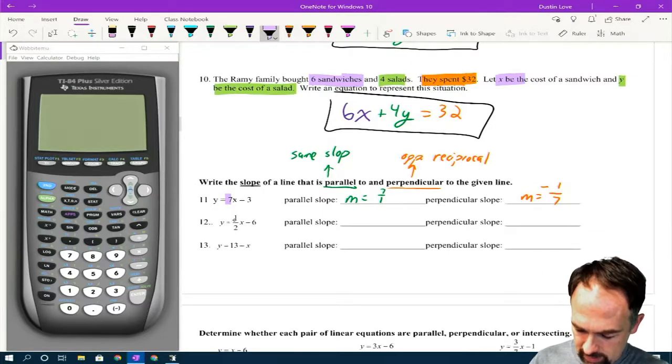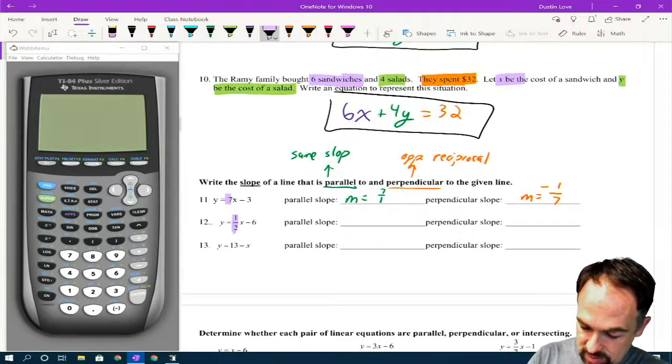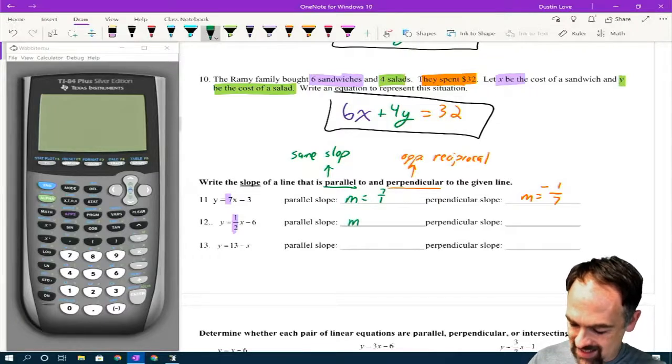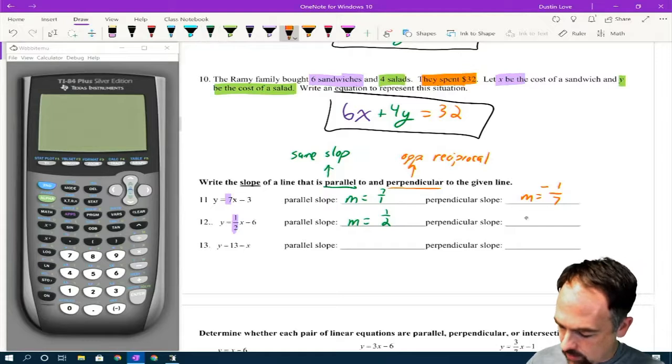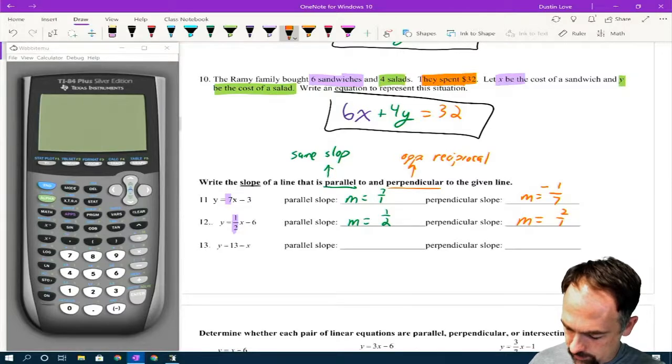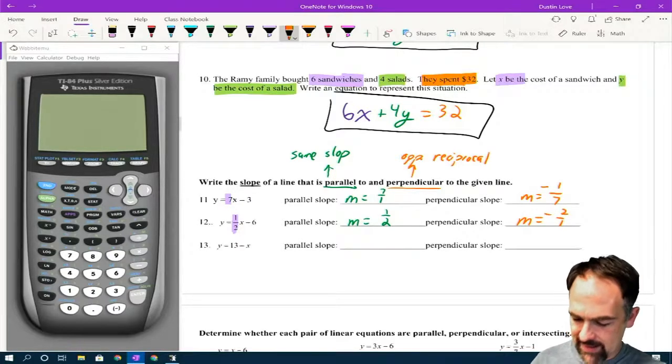Number 12, again, I've got 1/2 as my slope. So parallel is exactly the same thing. M equals 1/2. Perpendicular, I'm going to flip that upside down, make the reciprocal 2 over 1, and then change that to be negative.